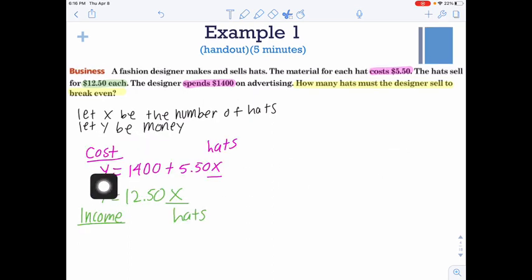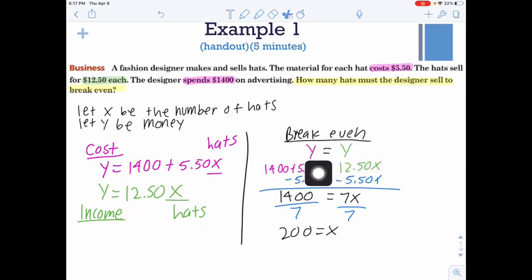If we want to look at the cost, we have Y equals the $1,400 the designer spent on advertising and the $5.50 per hat that the designer spent on material, which can be represented by plus $5.50 times X. To find the income, we have Y equals $12.50 times each hat, or $12.50X. To find the break-even point, we want the cost to equal the income. This occurs when $1,400 plus $5.50X equals $12.50X.